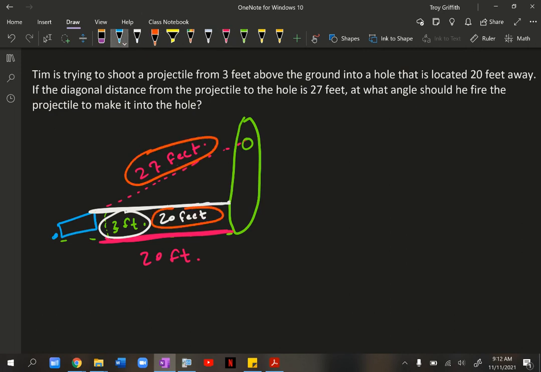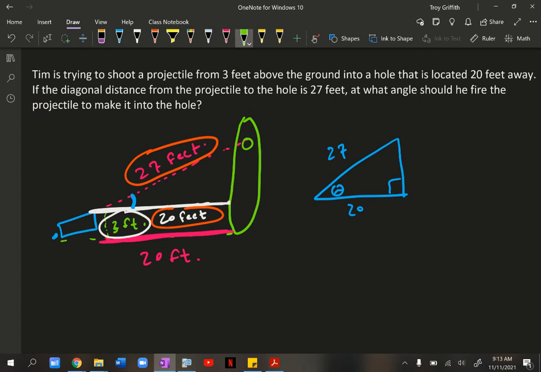If we want to break this down into really simple terms, here's the triangle that I'm looking at. I'm looking at a right triangle where this is 20 and this is 27. And the question wants to know at what angle we should fire this thing. So that's this angle right here. I'm really trying to solve for that theta. So let's set up an equation that involves those sides of the triangle and that angle.